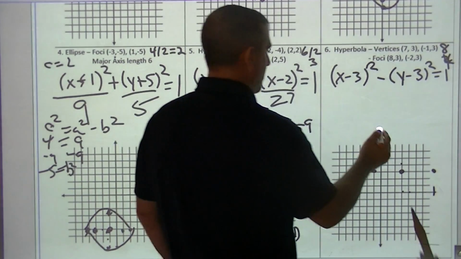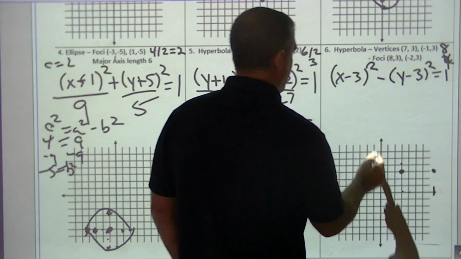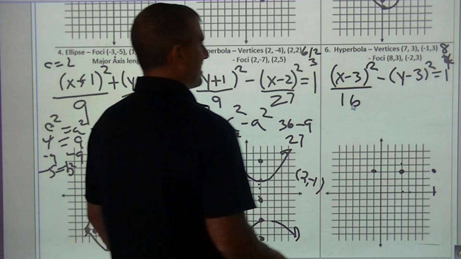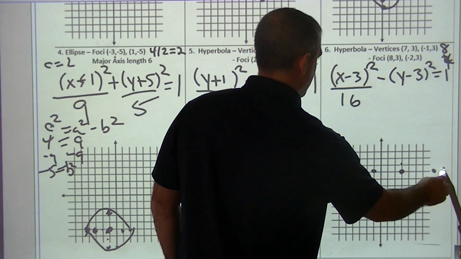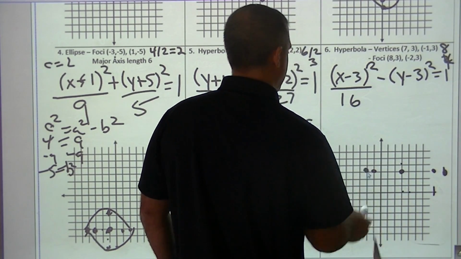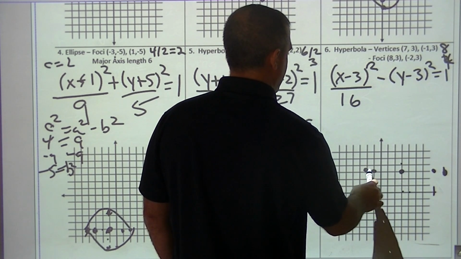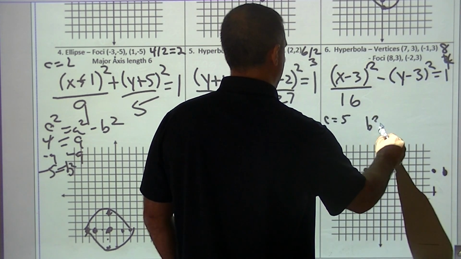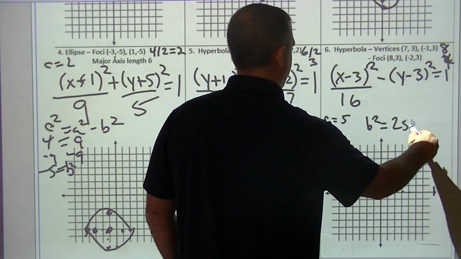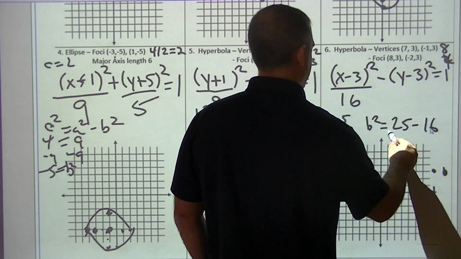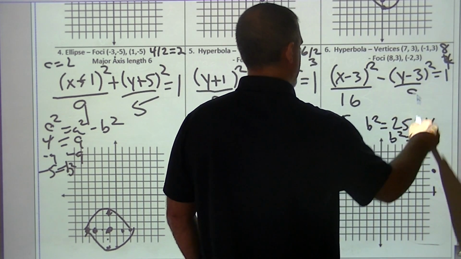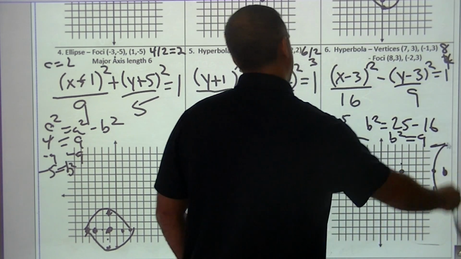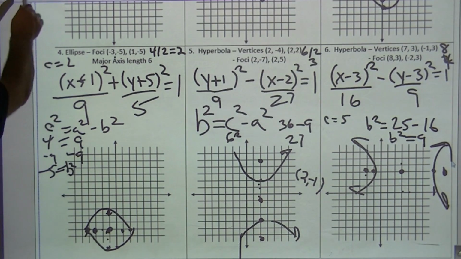Now, that 4 spaces, 1, 2, 3, and 4, will allow me to put 16 under there, because 4 squared would be 16. The focus at 8, 3 goes 1 more space this way. So it was 4 spaces from here to here. Now it's 5 for c. So c is 5. So I'm going to use that formula. b squared equals c squared, which would be 25, minus 16, so b squared equals 9. My graph is going to open left and right. Okay, moving on.